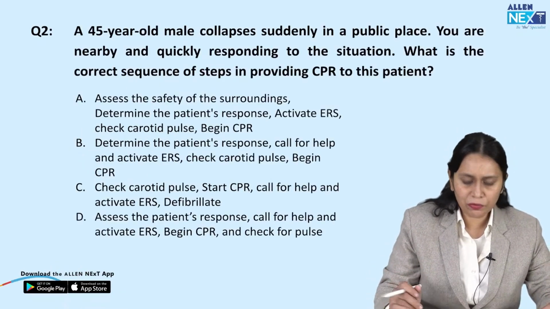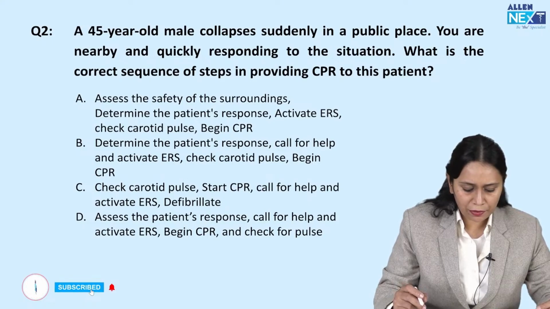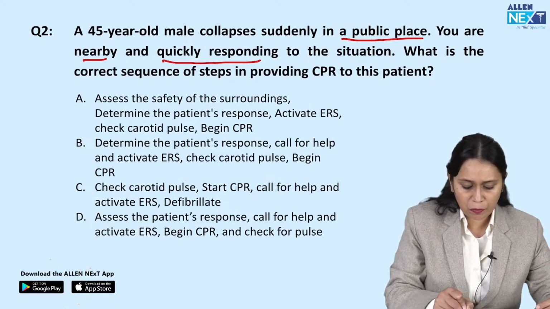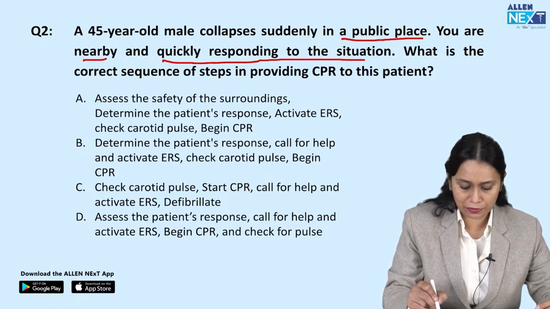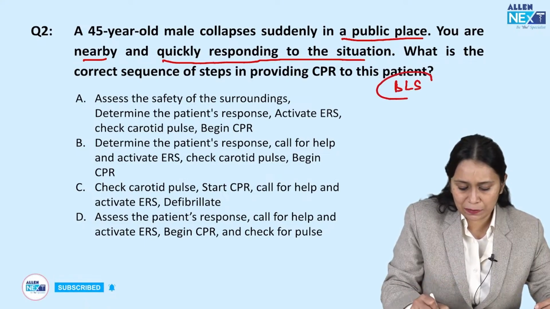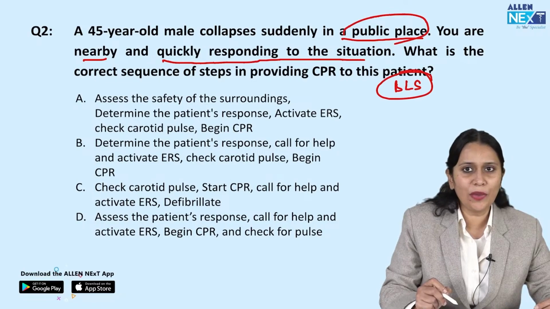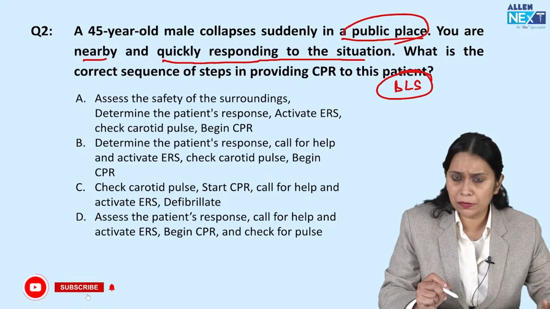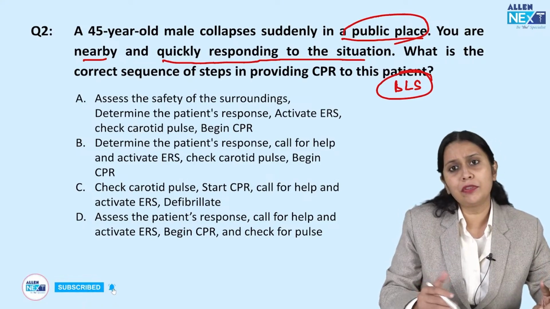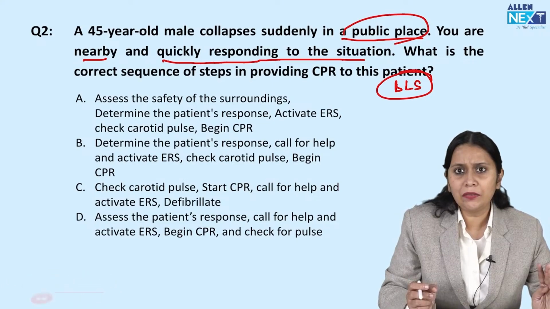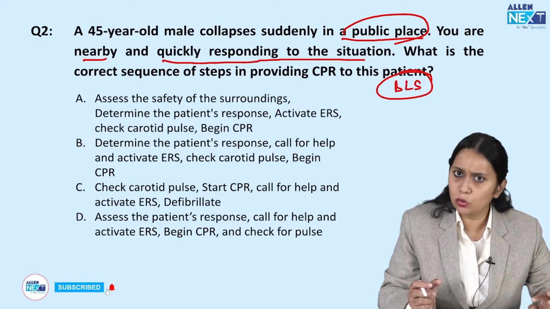The second question was on CPR. A 45-year-old male collapses suddenly in a public place. You are nearby and quickly responding to the situation, so you are the rescuer. What is the correct sequence? So what did I tell you? The BLS sequence has been asked. It is in a public space, so the first thing we have to ensure is scene safety. After ensuring scene safety, we check the person's response, and as the person is unresponsive, we call for help. Then we check the pulse and breathing and accordingly we intervene.